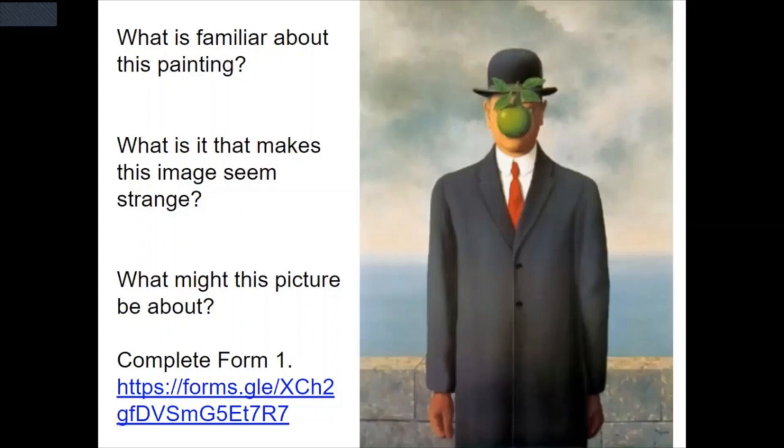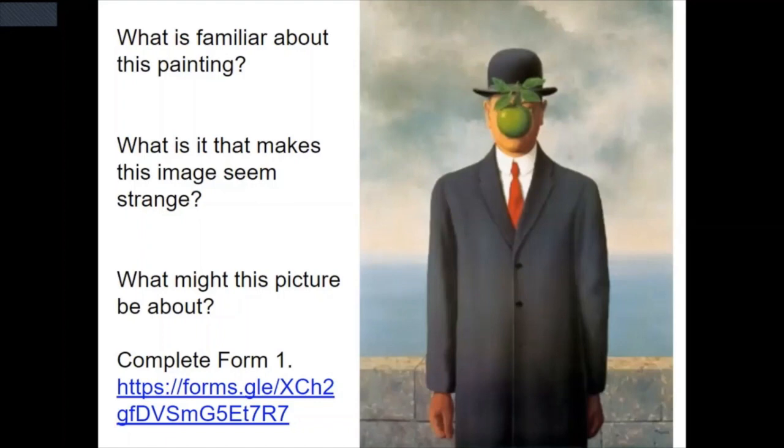But the question is, what is it that makes this image strange? You probably have your own answers. I'm going to let you go ahead and think about that. The last question here is, what might this picture be about? Well, one of the neat things about art is that it's often made by artists to have multiple levels, which is one of the reasons why it can reflect society.